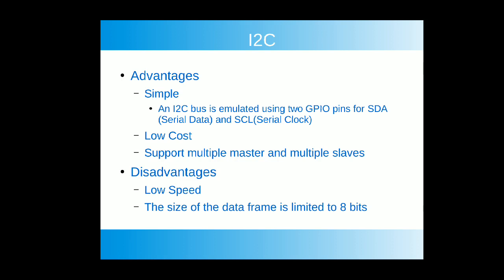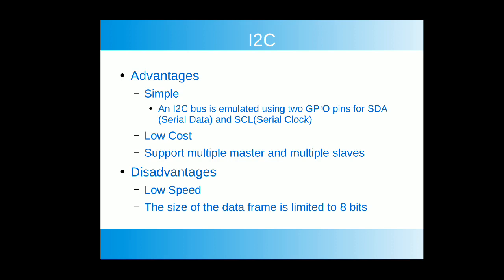One is for carrying data and the other is for carrying the clock. For any microcontroller, the inputs to these two wires can be emulated using two GPIO pins. So no dedicated I2C hardware is needed for communication, and it is also a low cost communication protocol, and it also supports multiple masters and multiple slave devices.